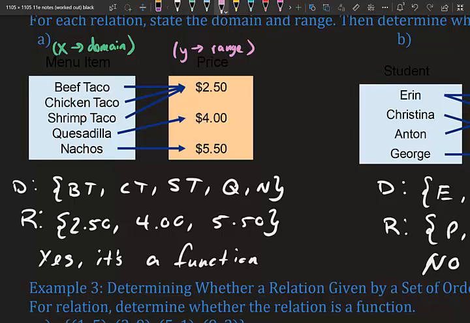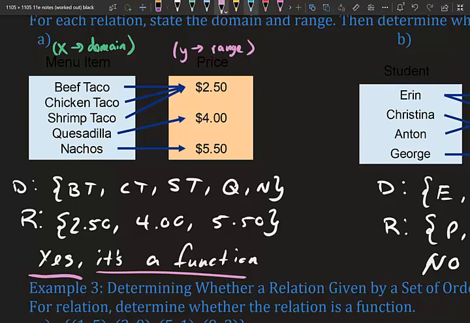If you're at a restaurant, can you order something that has the same price? Like, I can order a taco and a burrito, and it could be the same price, right? That's possible. So this is a function. Yes, it's a function because this is possible.